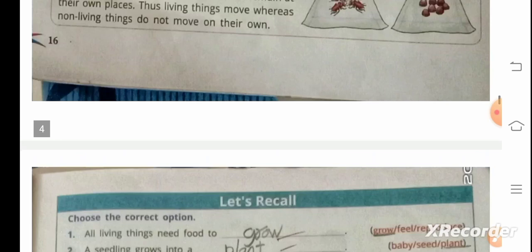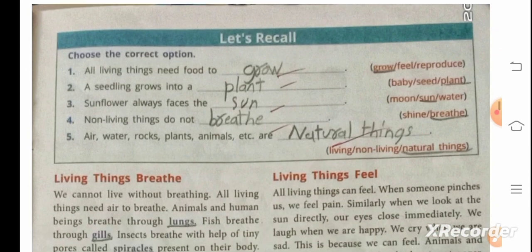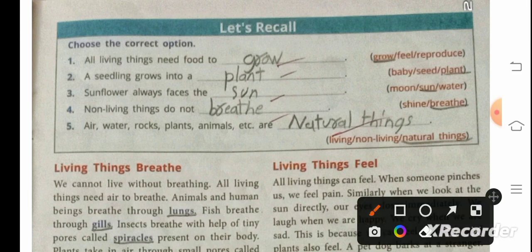Okay, next, choose the correct options. All living things need food. Why do we need food? We need food to grow. All seedlings grow into a plant. A sunflower always faces its flower towards the sun. Non-living things do not breathe, but we breathe. We need air to breathe. Air, water, rocks, plants, animals, etc. are natural things.